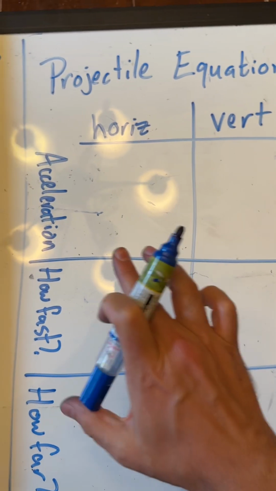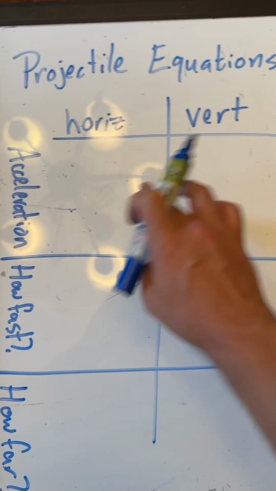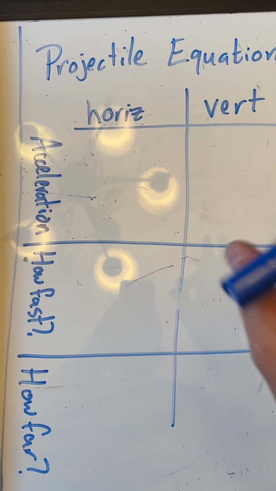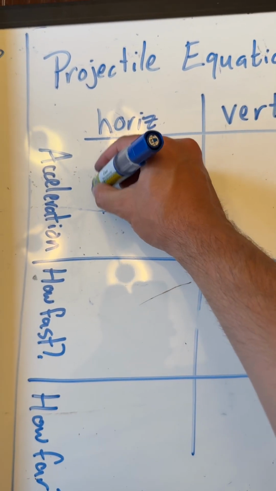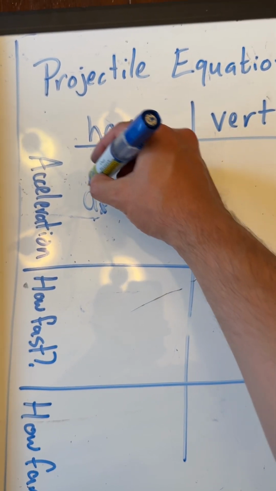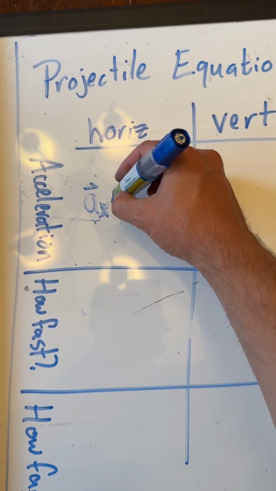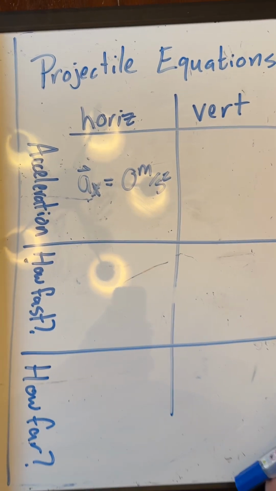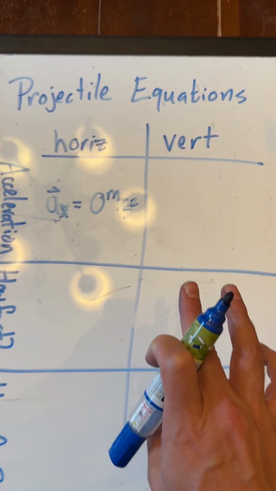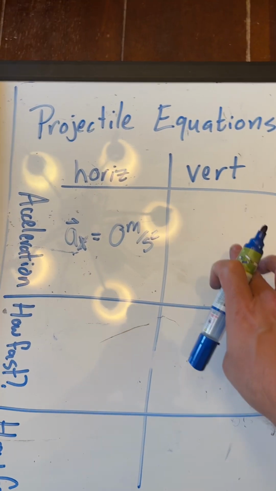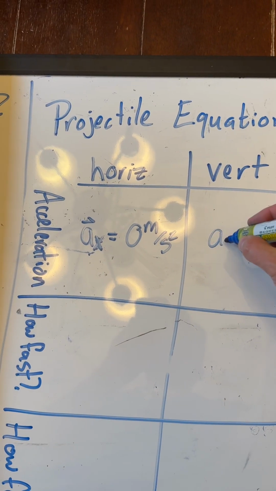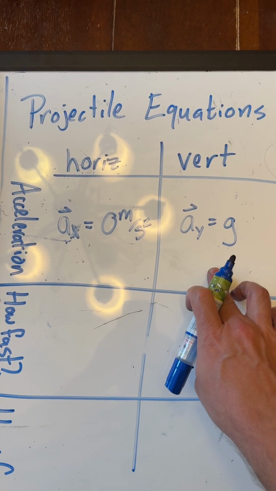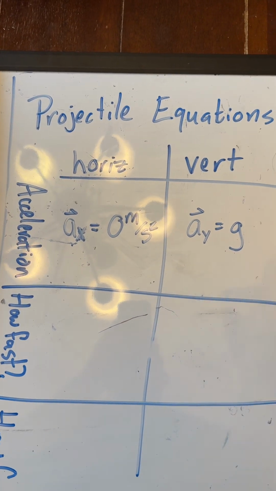So when we're talking about the acceleration in the horizontal direction for a projectile, the only force acting is gravity. So what that means is there's nothing making it accelerate in that horizontal direction. It's not speeding up or slowing down. So we're going to get 0 meters per second squared there. Okay. Sorry, my marker's seen better days. In the vertical direction, we're going to use g, just like before.